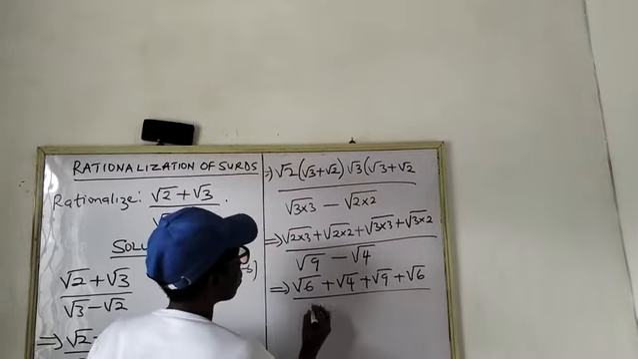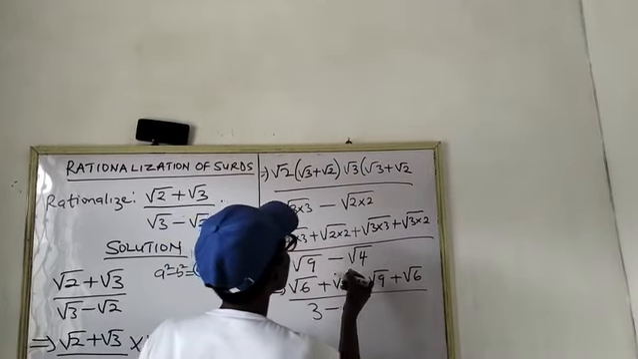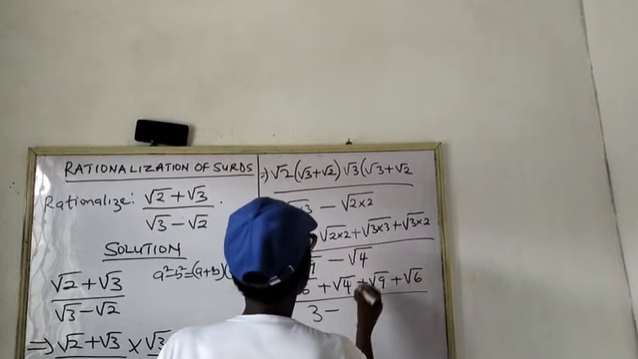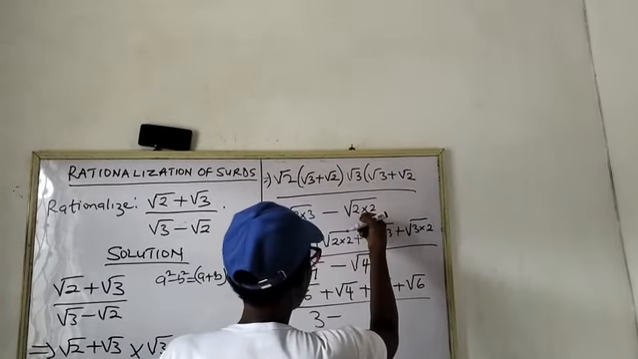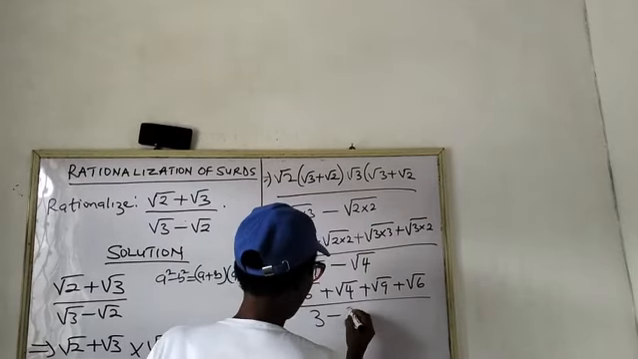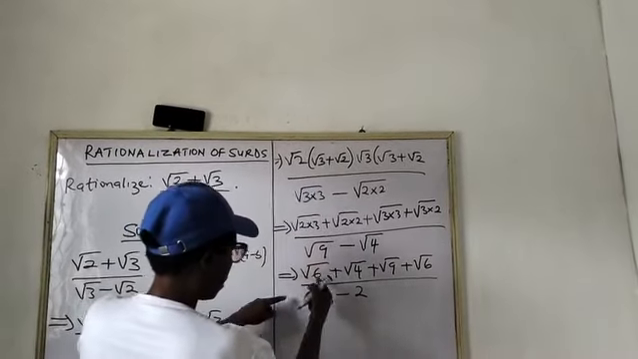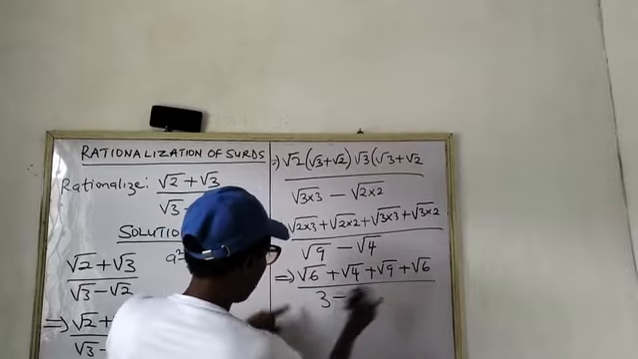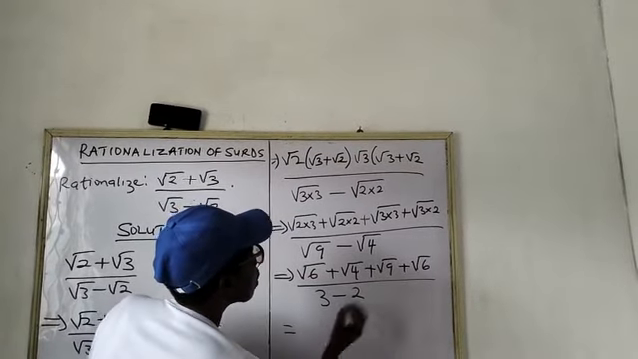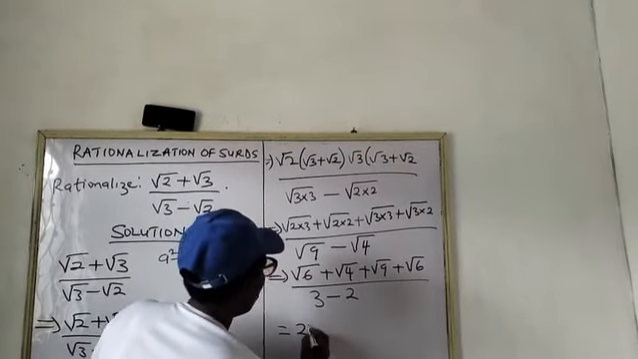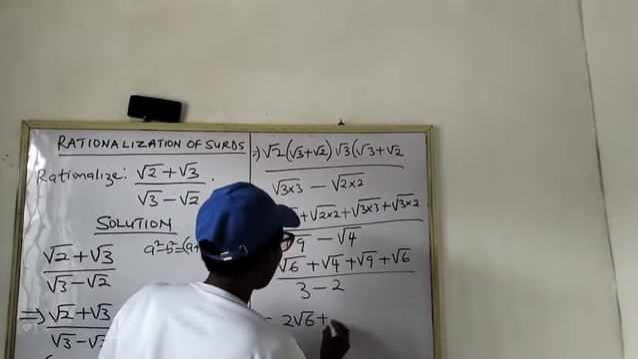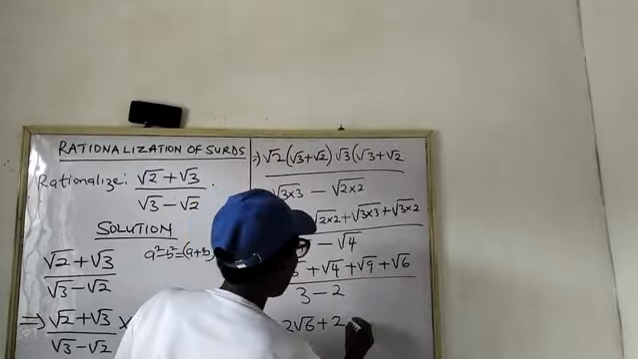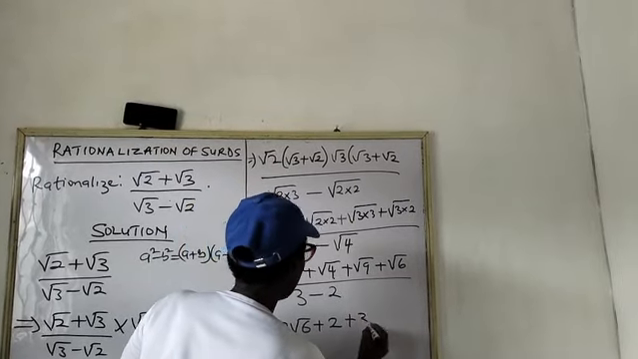What is the square root of 9? 3. Minus what is the square root of 4? 2 times 2 is 4, and the square root of 4 is 2. Now we have root 6 plus root 6, which gives us 2 root 6. The square root of 4 is 2, plus 2. The square root of 9 is 3.